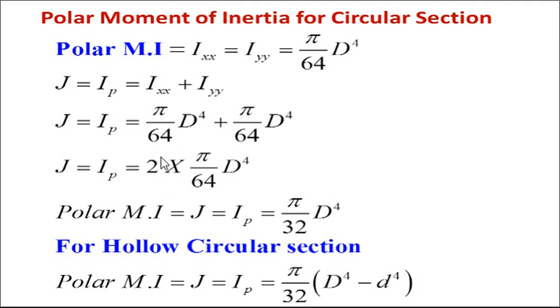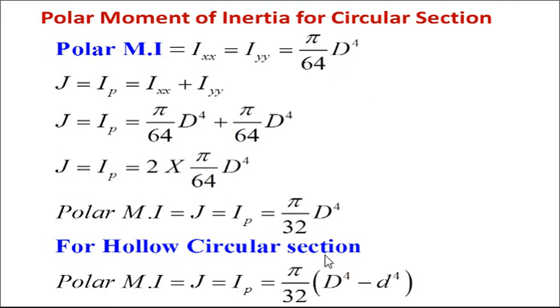So this 2, and if you divide 2 by 64 it will be 32. So the polar moment of inertia for a circular cross section, J or Ip, is equal to pi by 32 d raised to 4. Okay, so for a circular section the moment of inertia is pi by 64 d raised to 4 and the polar moment of inertia is pi by 32 d raised to 4.